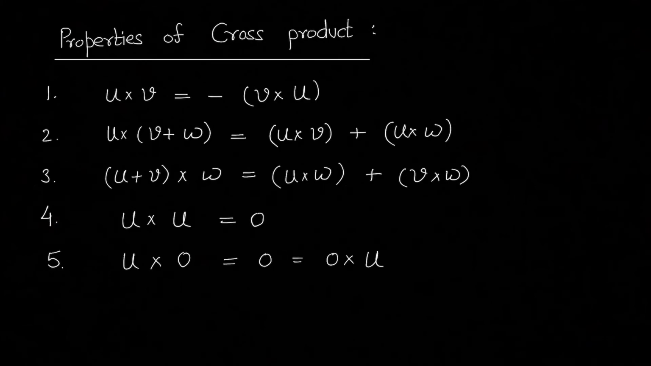So these are some properties of cross product which can be easily verified by taking any three vectors from R3. I hope that this will be a very good exercise for you to check these properties, and it will be good work.